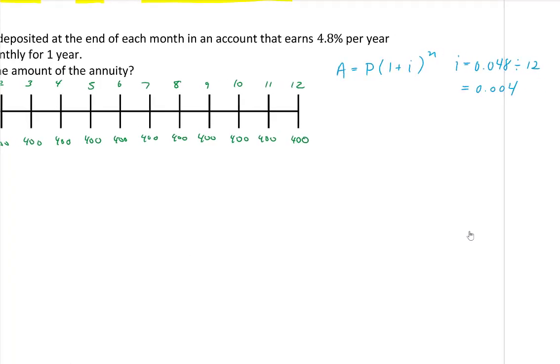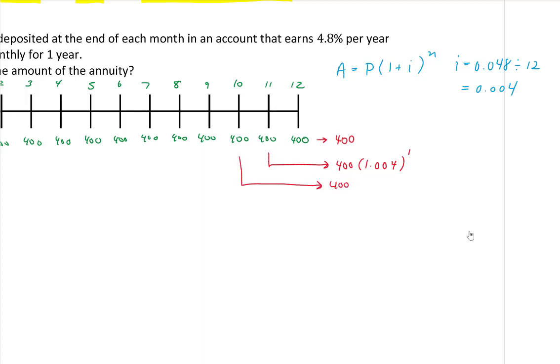Alright, so let's look at the payments. Let's start with the last one. The last one is just going to sit there, and that's it. It's done. So what you have is $400 at the end of the year. For the next one, it sat in your bank account for 1 month, going from month 11 to month 12. So it's 400 times 1.004, and it sat there for 1 month. So we'll put a 1 there.